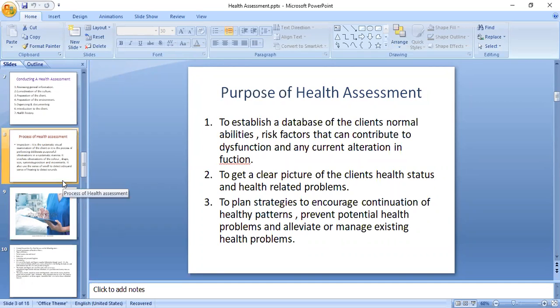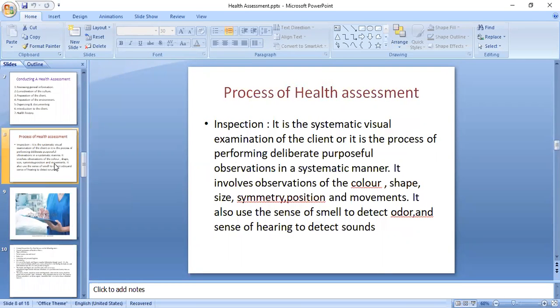Now the process of health assessment. In the process of health assessment, there will be inspection. Inspection is the systematic visual examination of the client, or the process of performing deliberate, purposeful observations in a systematic manner. In inspection, we'll just observe a client.